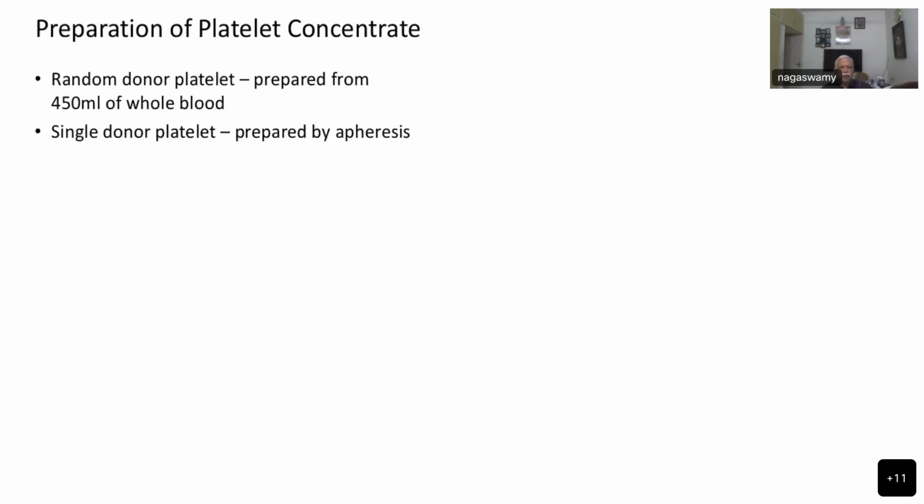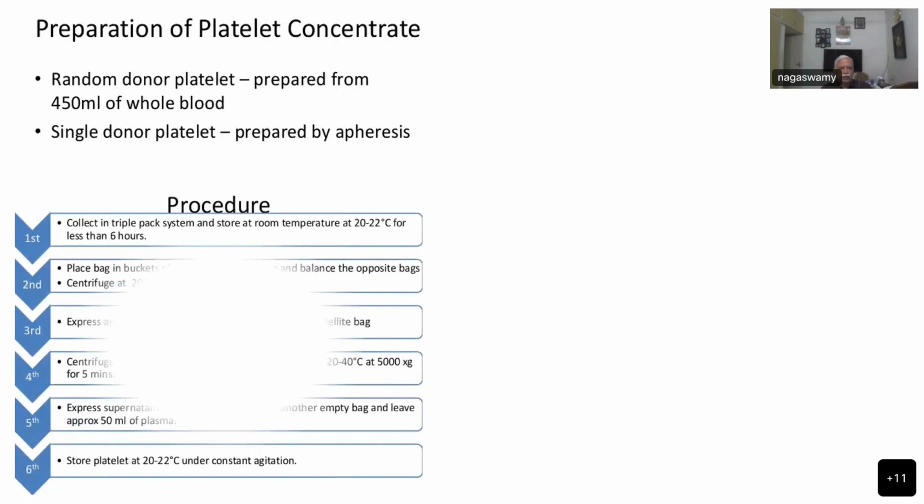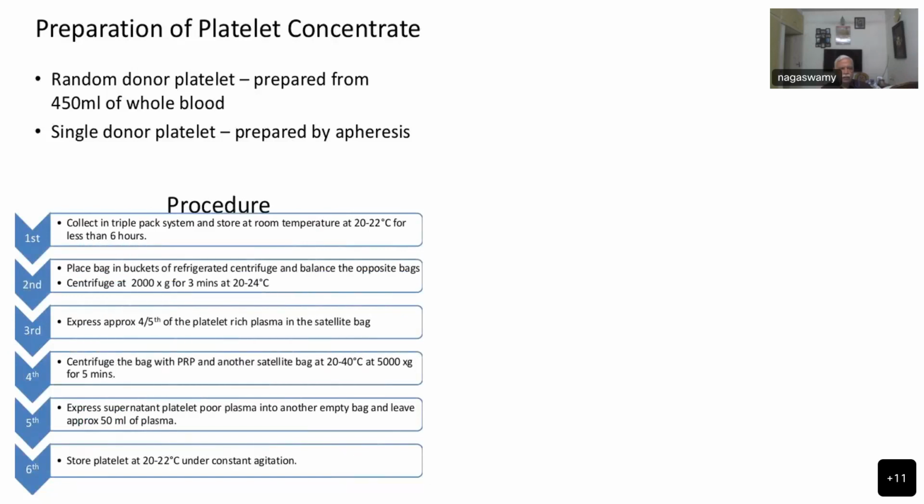Preparation of platelet concentrate. How do you do that? You do a random donor platelet prepared from 450 ml of whole blood. So you take the whole blood for random donor platelet, or single donor platelet by apheresis. The procedure is to collect it in a triple pack system and store at room temperature. Within 6 hours, you should do the separation.